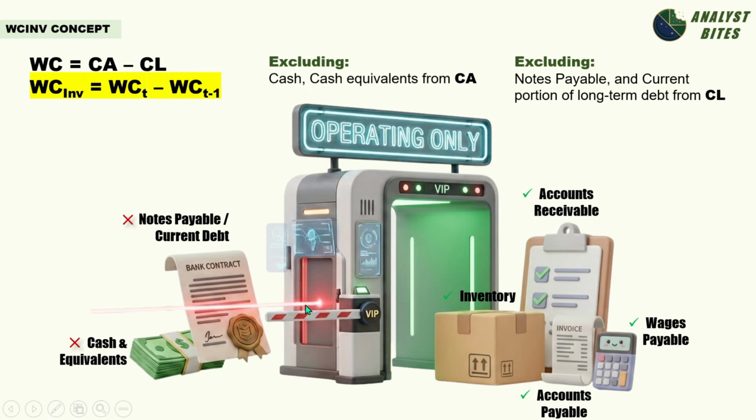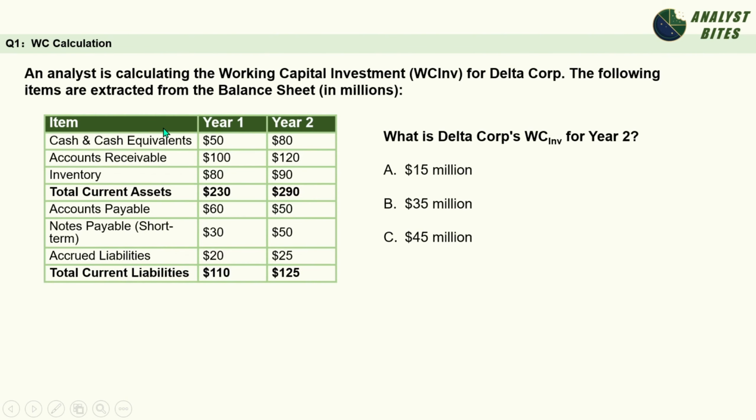And please keep this in mind. Cash is the result. Debt is financing. Only the remaining operating items are pure enough to enter our working capital investment calculation. Now that we've set the rules, let's head into the exam room. Look at this example. We have the balance sheet items for Delta Company over 2 years. Our mission: find the working capital investment for year 2.